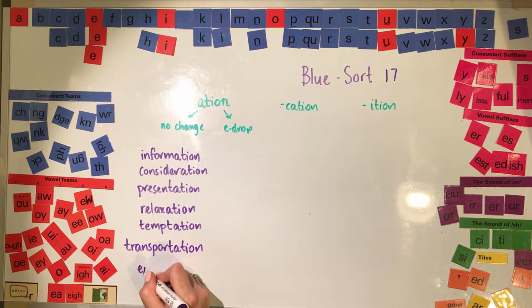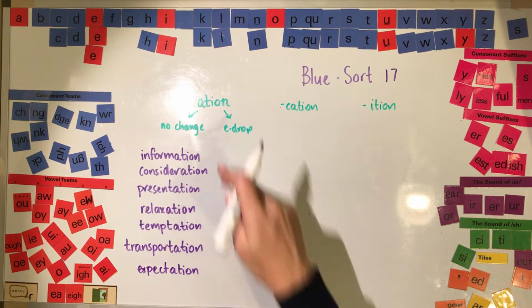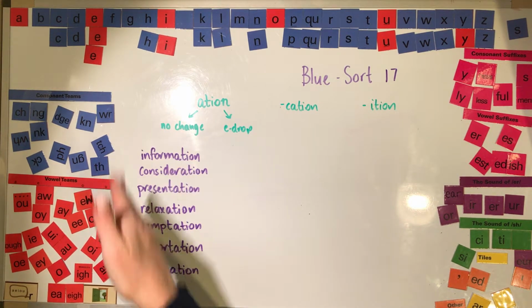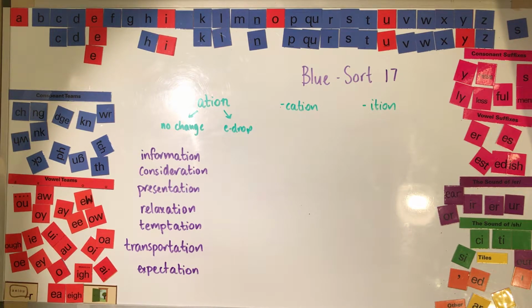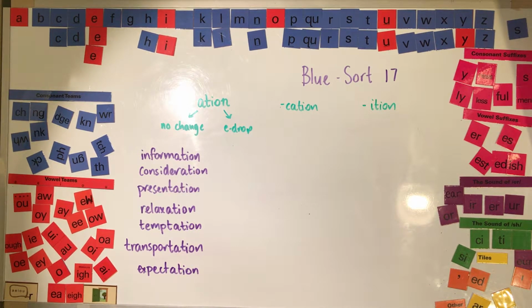And expect. Expect. I expect you will do well. I have an expectation that you will do well. So one's a verb, one's a noun. Okay, so we've got 7 words in our adding ation with no change to the base word. So we could just knock off the ation and we've got our base words unchanged. These ones are our e-drop. I'll do these in a different colour.